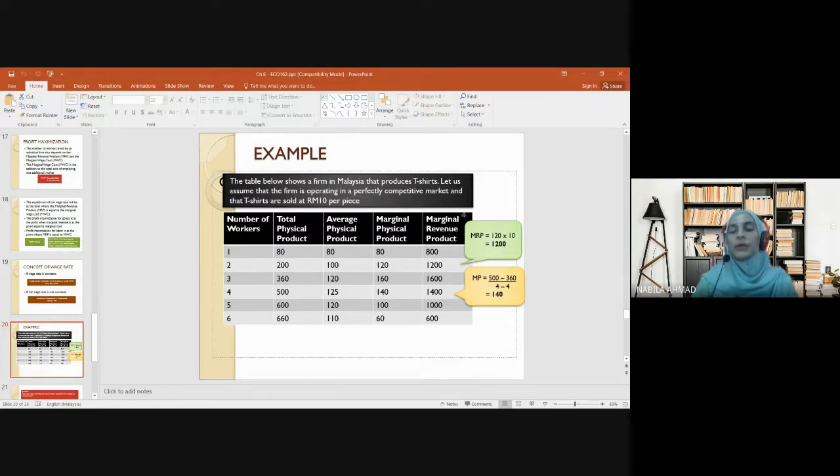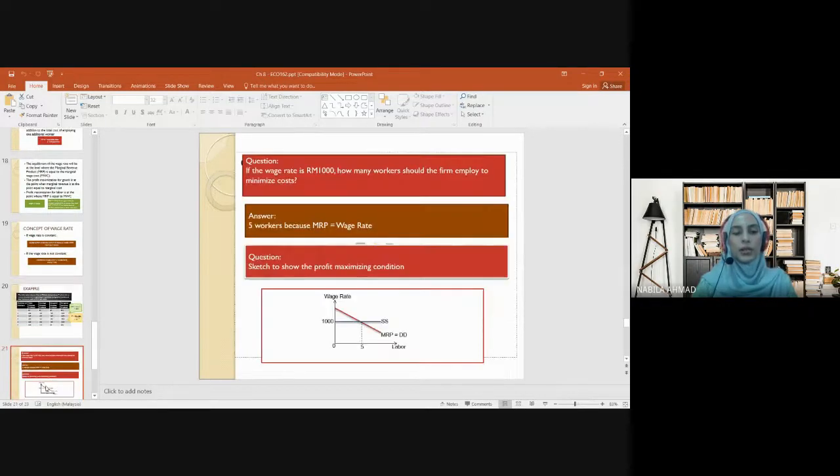Okay. And macam mana nak cari marginal revenue product? MPP darab dengan price of the goods. Okay, so 80 darab 10, 800. 120 darab 10, 1200. 160 darab 10, 1600 dan seterusnya.